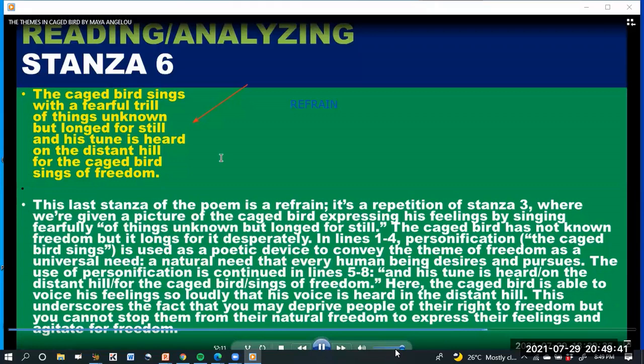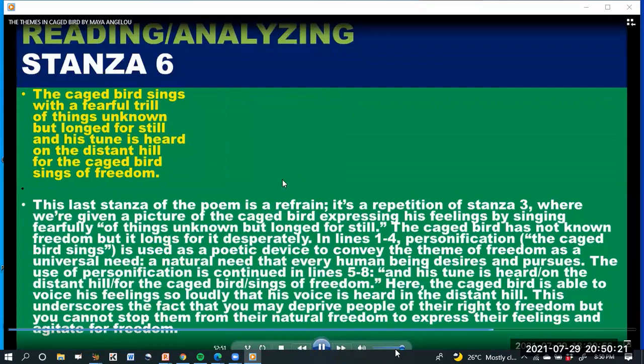And we see a picture of the caged bird expressing his feelings by singing fearfully of things unknown but longed for still. And that is agitation, agitating for freedom, all right? Expressing his feelings. So music as a tool for self-expression and for agitation. That is exactly a dominant theme in this poem. And I cannot really emphasize it enough. It is self-evident in the verses, in the lines, in the entire poem. You find this theme quite a dominant one.